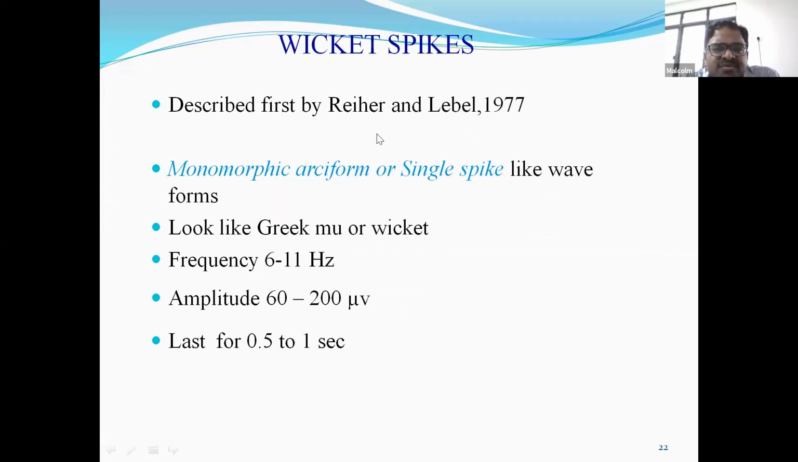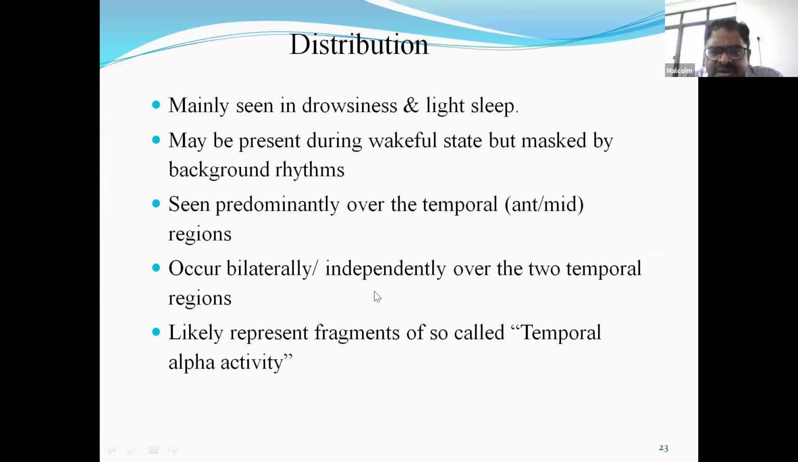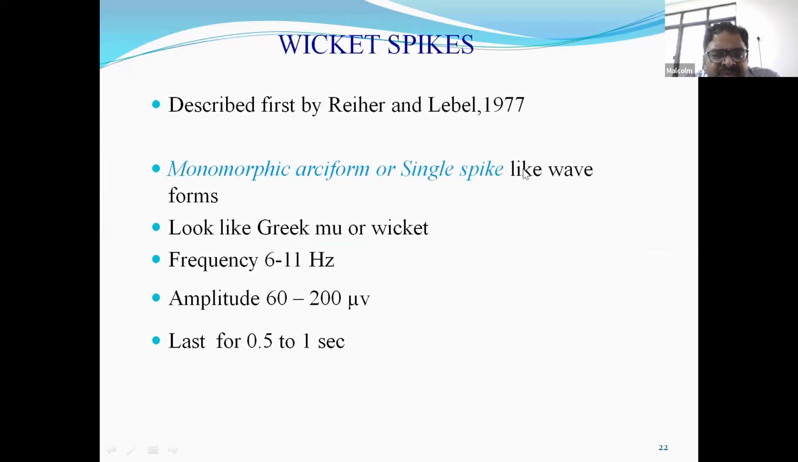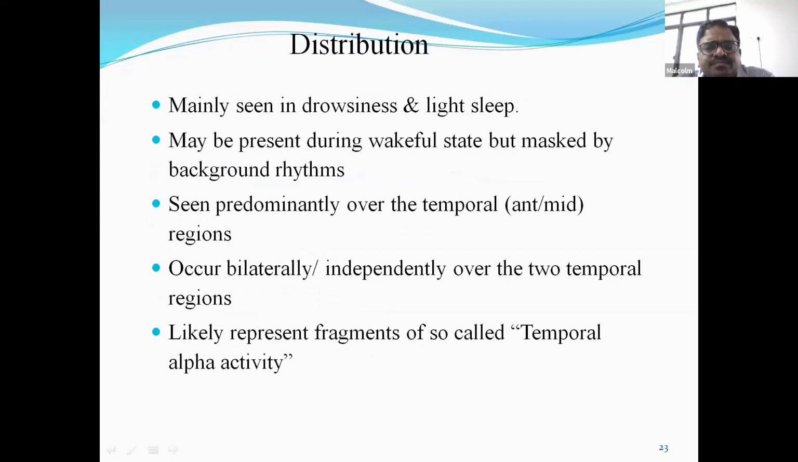The wicket spikes were first described by Iyer and Label in 1977. They are seen either as monomorphic arciform waves or a single spike. They look like a Greek mu or a wicket. The frequency is generally 6 to 11 hertz, the amplitude is around 60 to 200 microvolts, and it generally lasts for around 0.5 to 1 second.